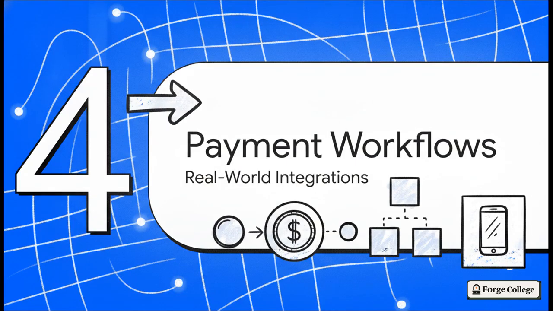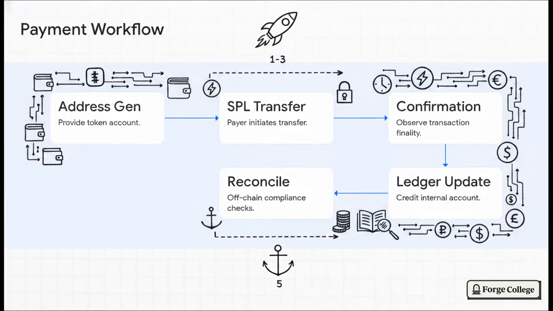Let's see how all this theory builds into an actual functional workflow for payment acceptance. Let's walk through a standard payment transaction circuit. Step 1 is address generation, where you present an associated token account to the payer. Step 2 is the SPL transfer initiated by the user. Step 3 is on-chain confirmation, where you observe the transaction finality via RPC. Step 4 is the ledger update, where you provisionally credit the user in your internal system. And finally, step 5, reconciliation.